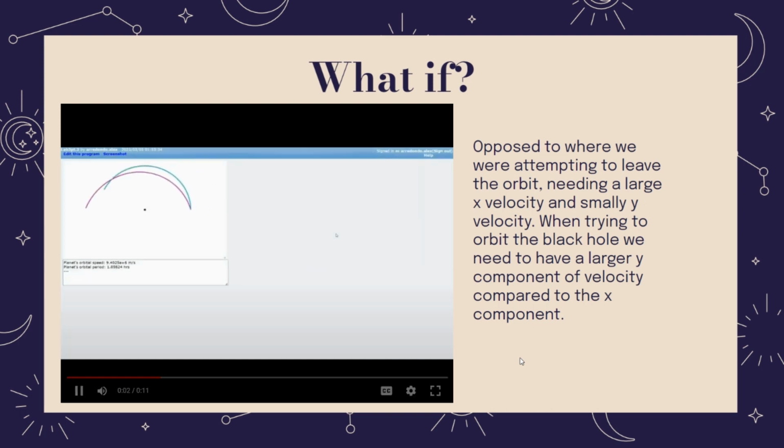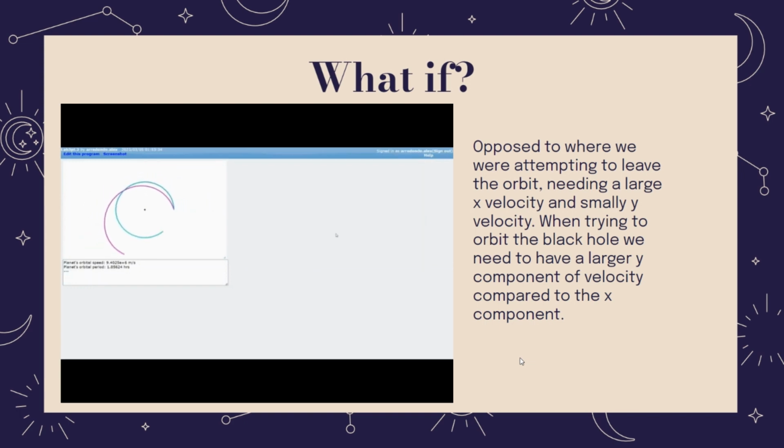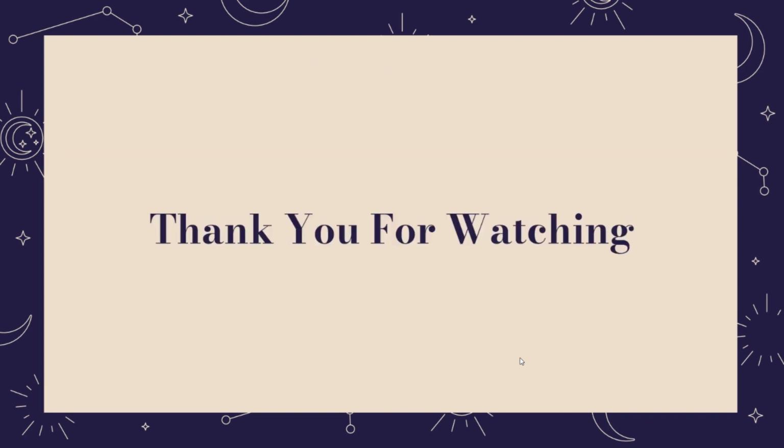So now, getting back to the second code, what would happen if we wanted to orbit around the black hole? We would just need to have a greater y initial velocity compared to our x velocity, and this will give us the ability to orbit around the black hole if we want to observe it any longer. All right, that is it.